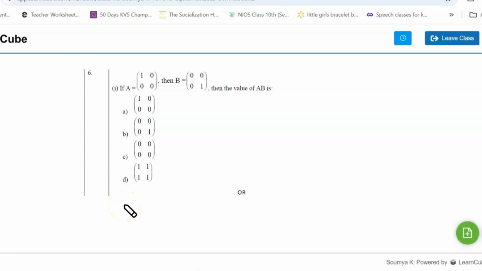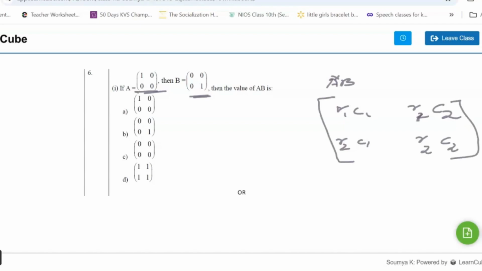Let's go to the next question. It is from the matrix chapter. If A is given and B is given, then find the value of A into B. So you have to find when both the matrices are multiplied. In this case, what we have to take care of is first row, first column as the first element, then first row, second column, then comes second row, first column, and second row, second column. This is how you have to get the answer.